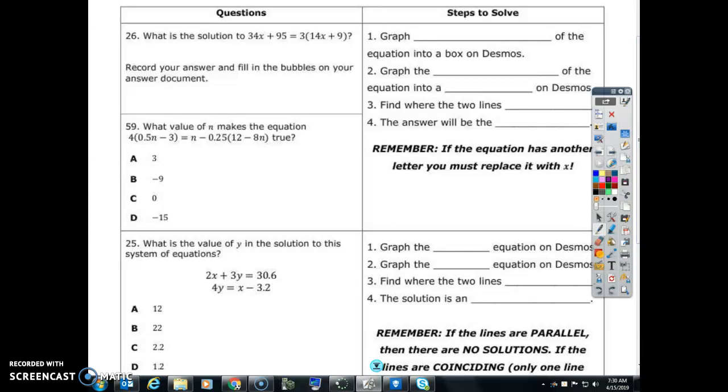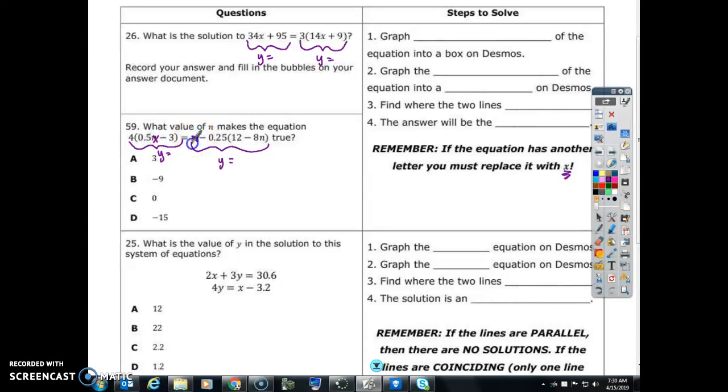Okay, so the steps to solve. For instance, number 26 and 59, you were supposed to put one side in y equals and the other side in y equals. Same thing here. One side y equals and the other side y equals. And it tells you right here, remember, if the equation has another letter, you must replace it with an x. So all your letters right here, those should be x's.